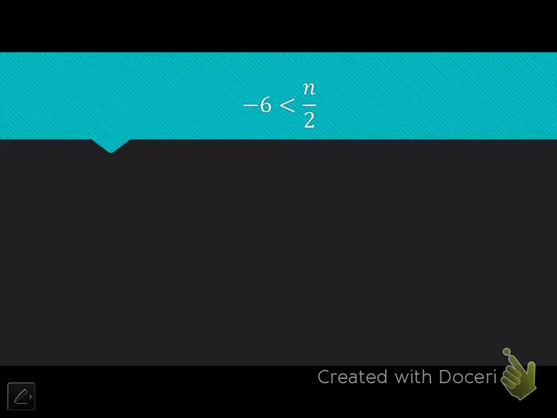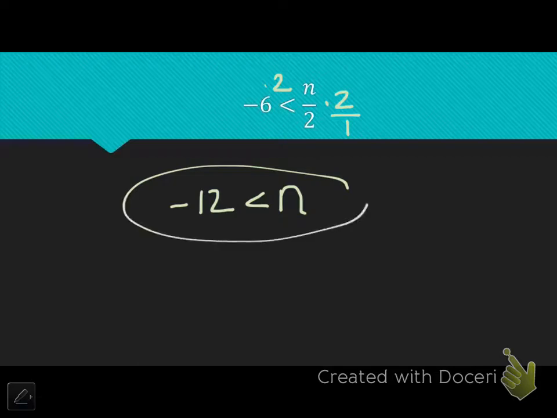Okay, this one, to get n by itself, you have to multiply both sides by 2. Because if this is 2 over 1, that means our 2's are going to cancel. You have to do whatever is the opposite. Since we're dividing, we need to multiply. So we're going to multiply both sides by 2. So negative 6 times 2 is negative 12. Our sign does not flip because that 2 is not negative. If we're multiplying or dividing by a negative 2, then the sign would have flipped. But otherwise, it's going to stay like this. So this is my answer.